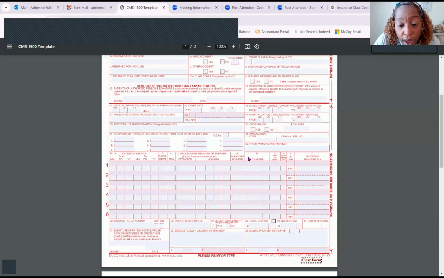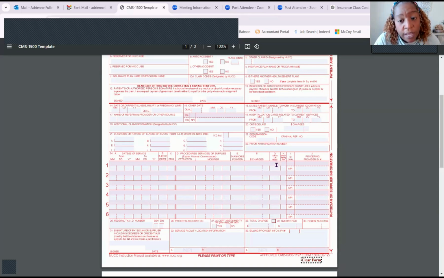And then another place where people often get hemmed up or confused would be charges. Whatever rate you charge is going to go here. Not necessarily your contracted rate, but whatever rate you charge, and you should be charging one rate across the board, which I think is another video coming. But yes, put that there.